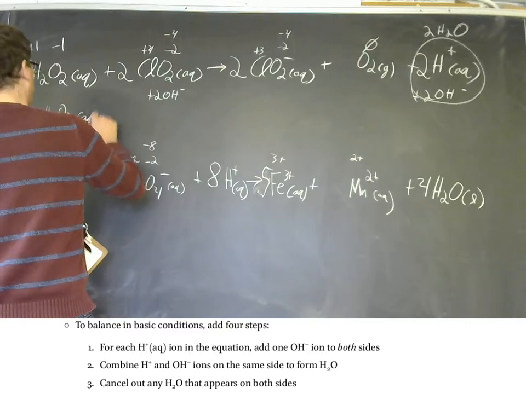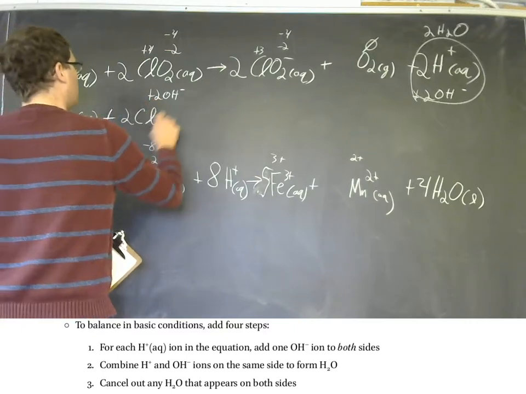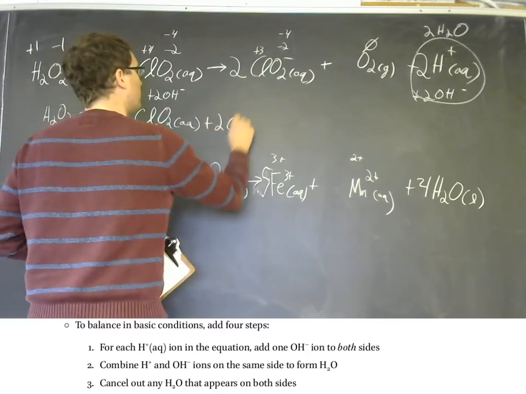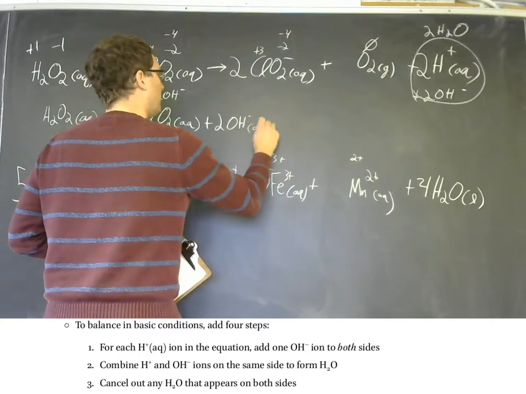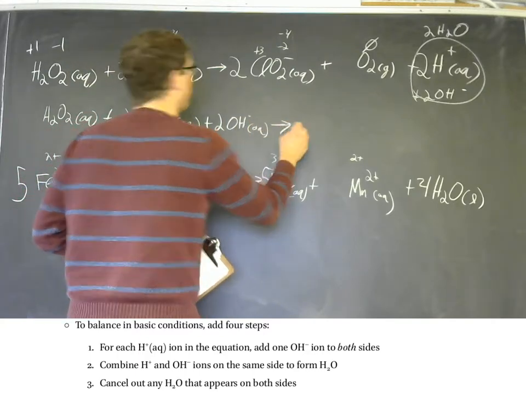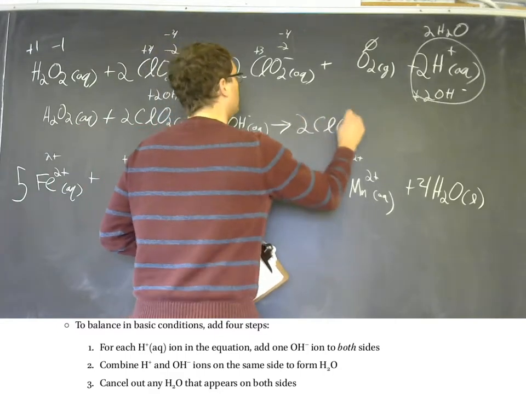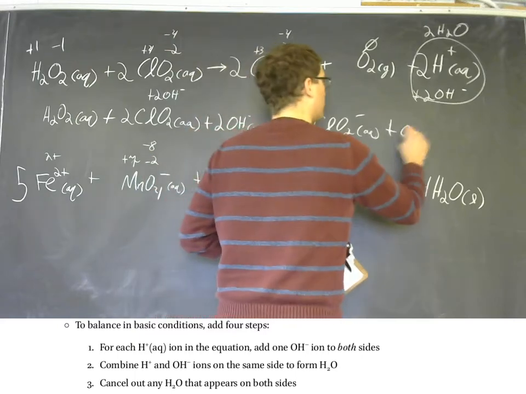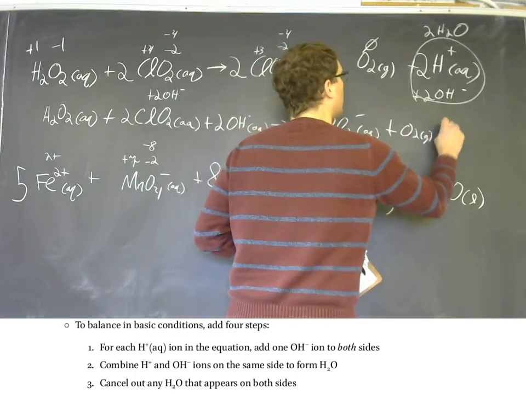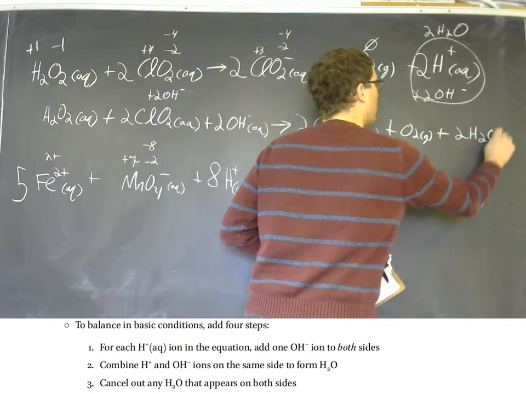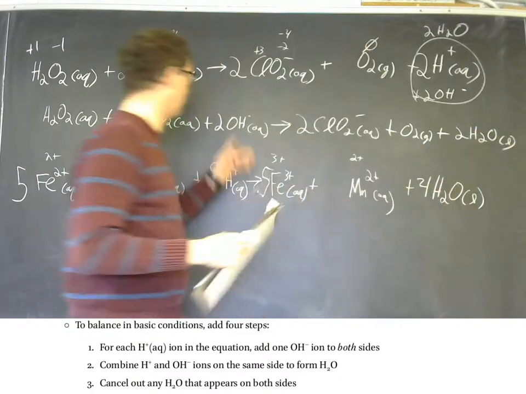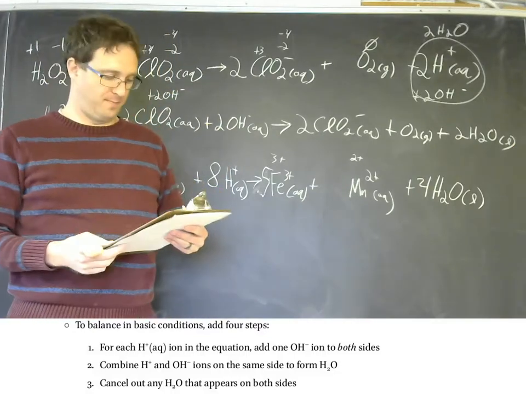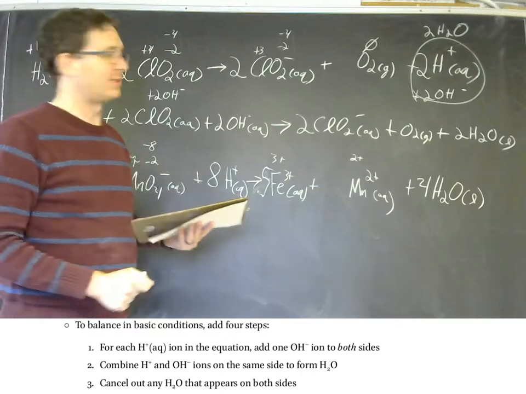H2O2 aqueous plus 2 ClO2 aqueous plus 2 hydroxide is going to form 2 ClO2 minus, 2 chloride ions, plus O2 gas plus 2 waters, H2O liquid. And so we see now we have base appearing in the final balanced reaction instead of the water. Instead of the H plus.